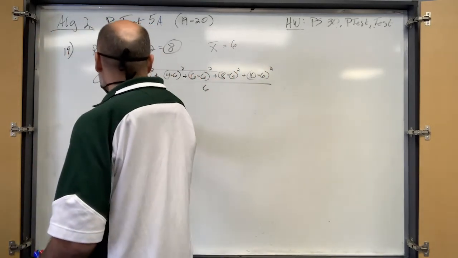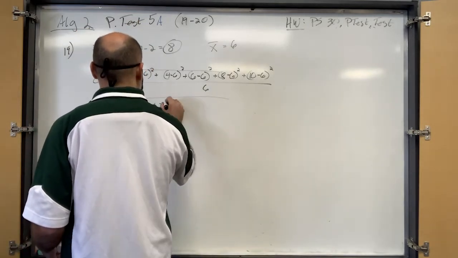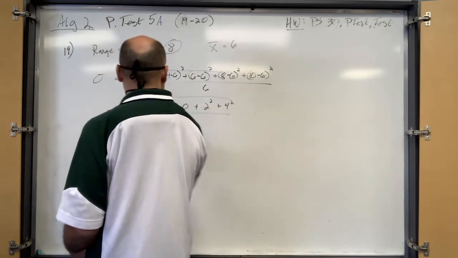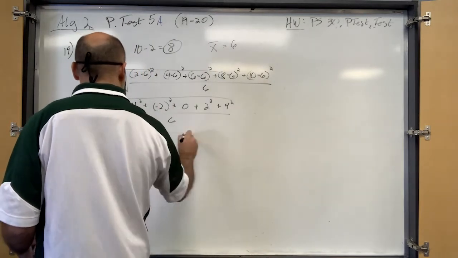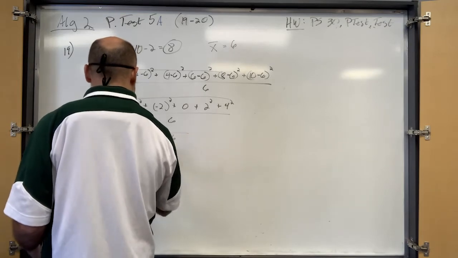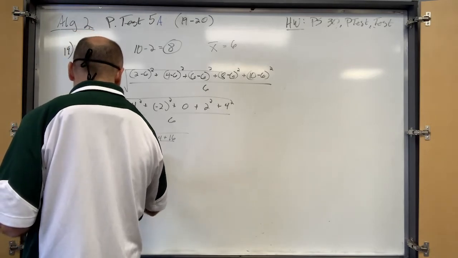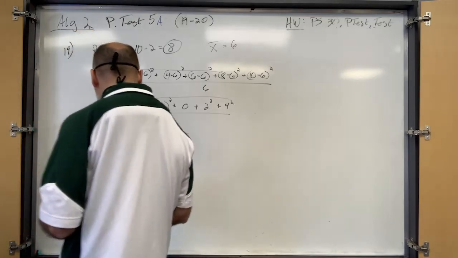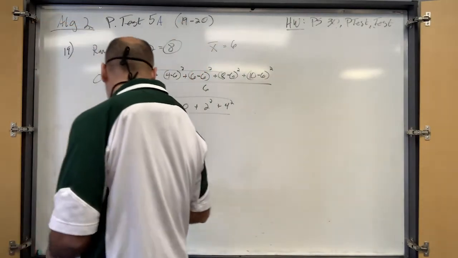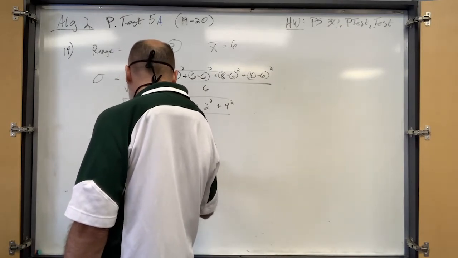So this equals 4 squared plus negative 2 squared plus 0 plus 2 squared plus 4 squared, all divided by 6. So that's the square root of 16 plus 4 plus 4 plus 16, all divided by 6. So that's 20 plus 20 is 40, divided by 6. So 40 divided by 6 is 6 2/3. Divide 2 out of both of them and you get square root of 20 over 3.